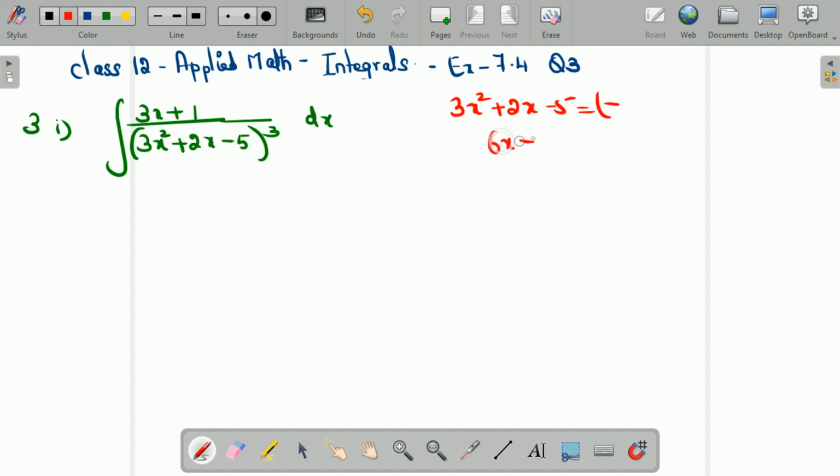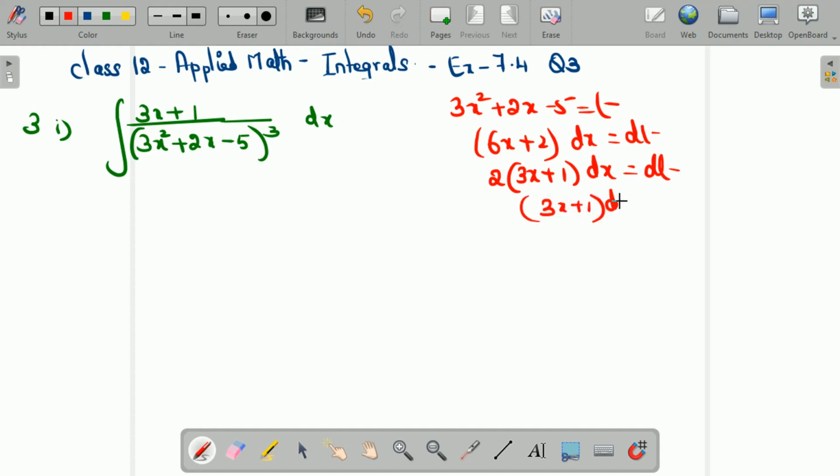So (6x + 2) dx is equal to dt. We already have (3x + 1) dx in the numerator. So I'm going to take 2 outside. So 2 into (3x + 1) dx is equal to dt. So we now need only the value for (3x + 1) dx. So (3x + 1) dx is equal to dt divided by 2.